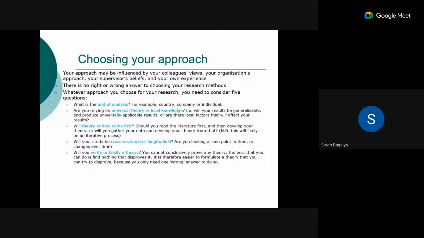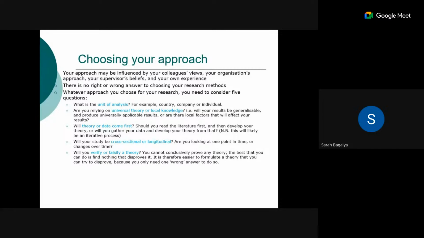So the first question is, what is the unit of analysis? For example, country, company, or individual. The second question is, are you relying on universal theory or local knowledge? That is, will your results be generalizable and produce universally applicable results? Or are there local factors that will affect your results? So when you're conducting research, it's important to ask yourself before you go into the research whether the results you would obtain would be universally applicable worldwide, or will it only be applicable in that local setting in which you're conducting the research?